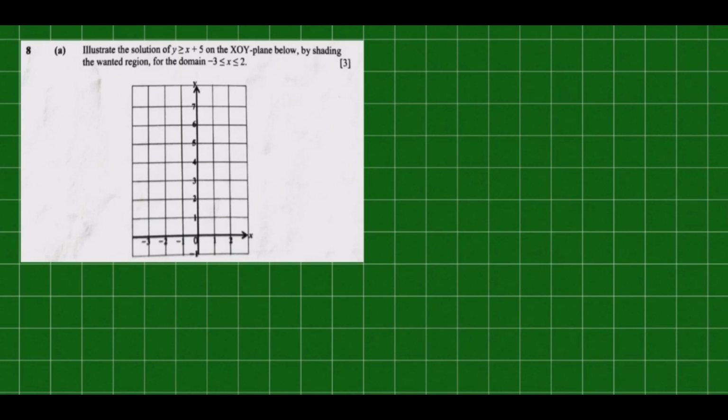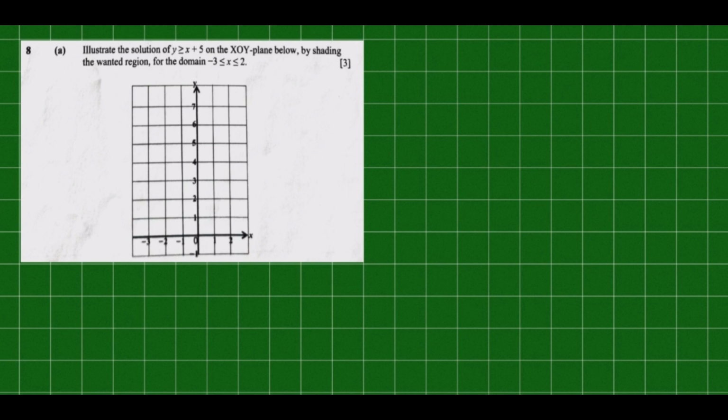Question 8a is as follows. Illustrate the solution of y is greater than or equal to x plus 5 on the x-y plane below by shading the wanted region for the domain -3 is less than or equal to x, which is less than or equal to 2.